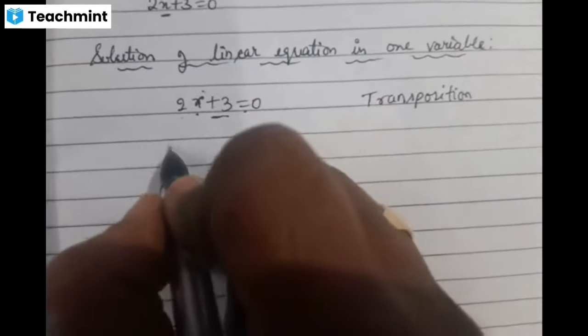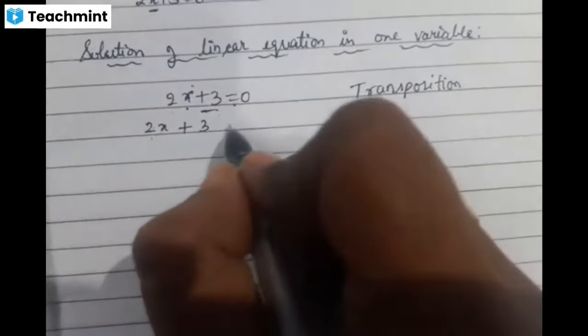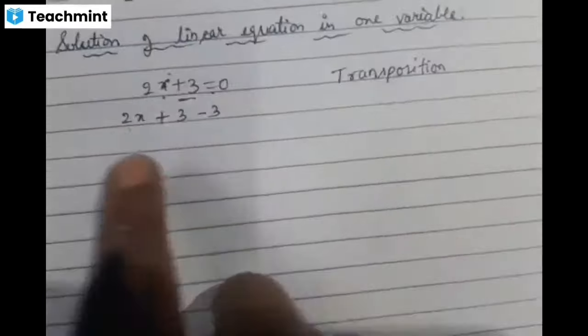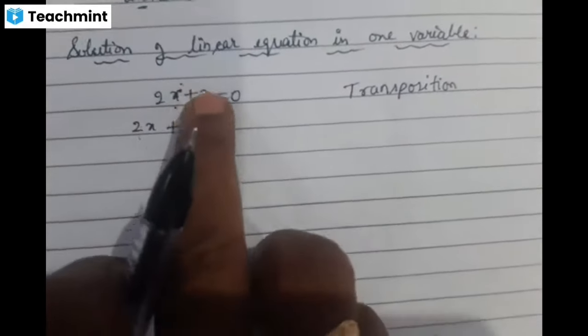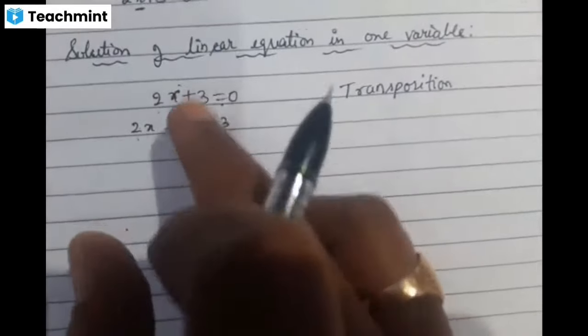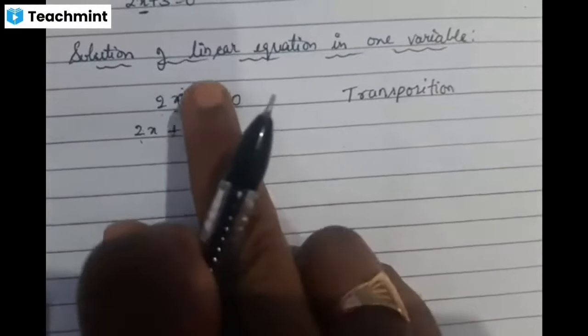If I want to remove the plus 3 in 2x plus 3, what do I do? I add minus 3, because I want to make it 0. Plus 3 minus 3 will get cancelled and you're left with 0. I want to remove this, so I have added minus 3 on the left hand side.